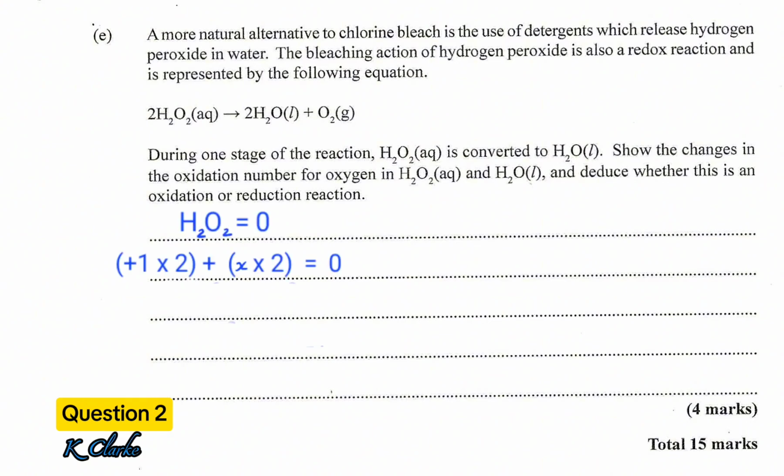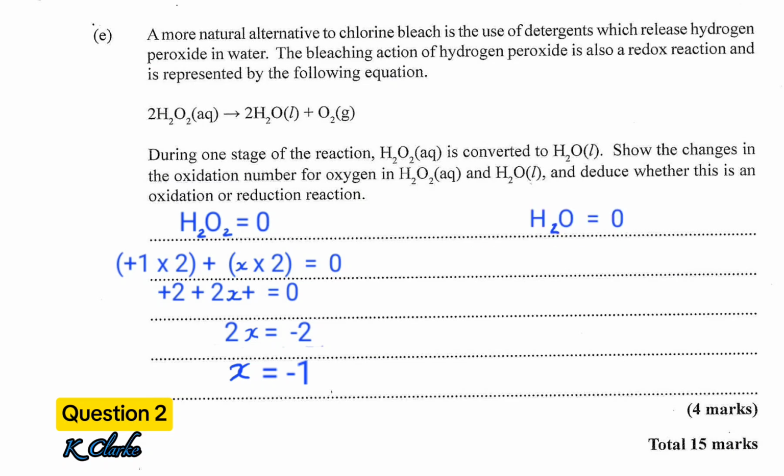Hydrogen peroxide will have an oxidation number of 0 since it is a compound. For hydrogen, the oxidation number is +1. Since there are 2, we multiply it by 2, plus the oxidation number for oxygen, x, multiplied by 2 since there are 2 oxygen in the compound. 2x equals -2. Therefore, the oxidation number of oxygen in hydrogen peroxide is -1.